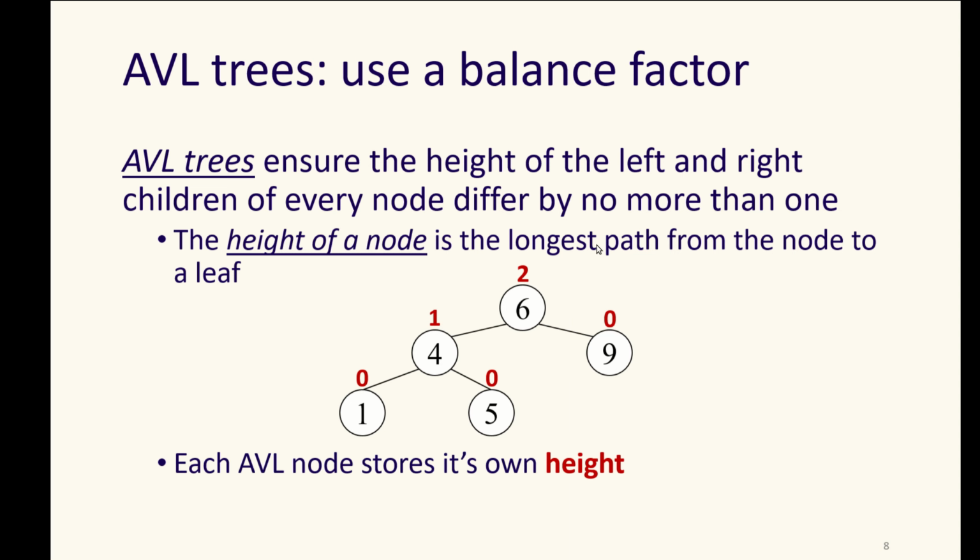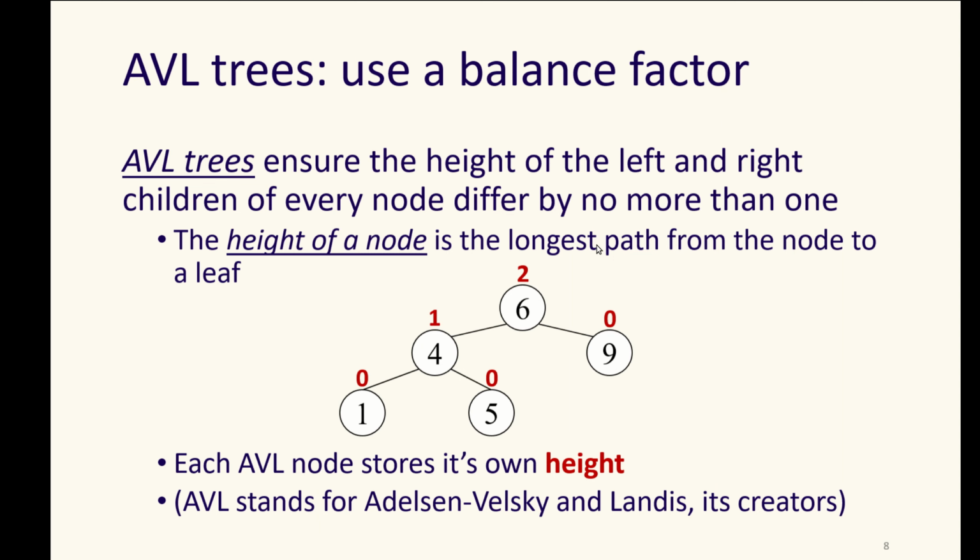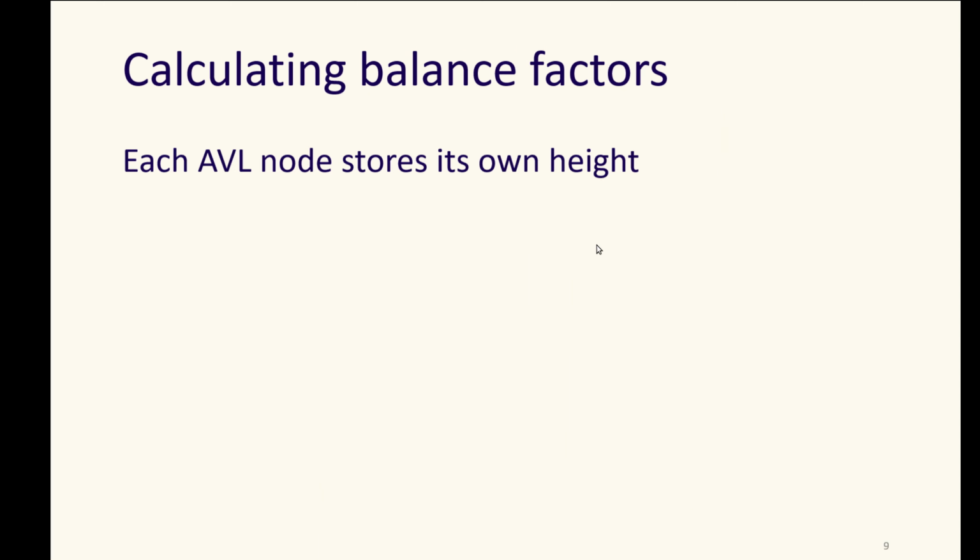Each AVL node stores its own height so that we can track that and do adjustments if they're needed. AVL stands for Adelson, Velsky, and Landis, its creators. So to calculate the height, we find the max of the height of the two children, and then we add 1 because we're one level above them.